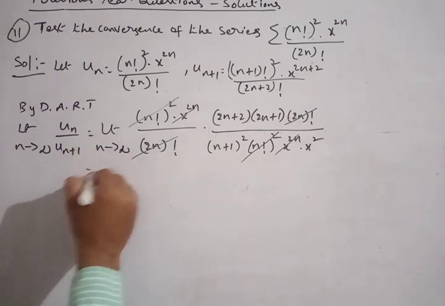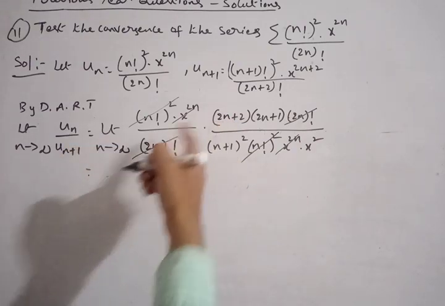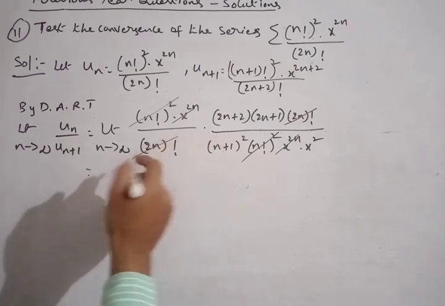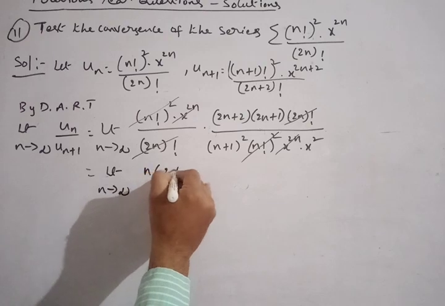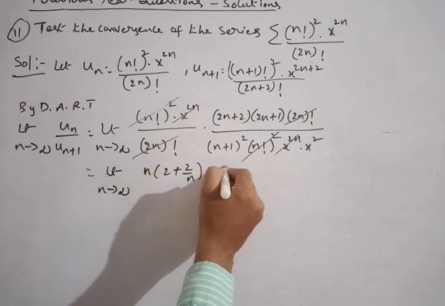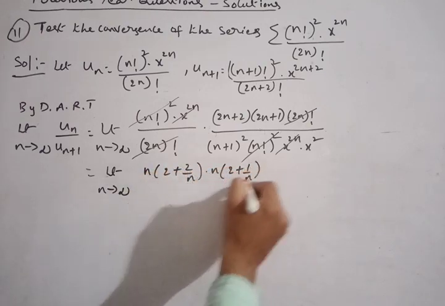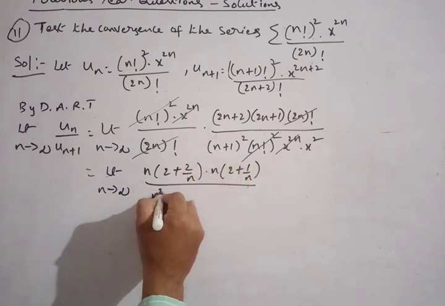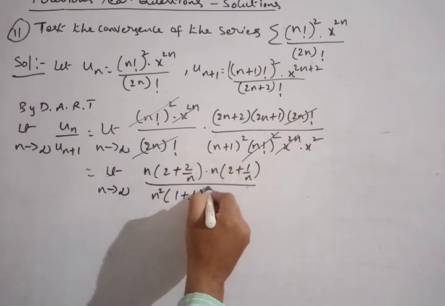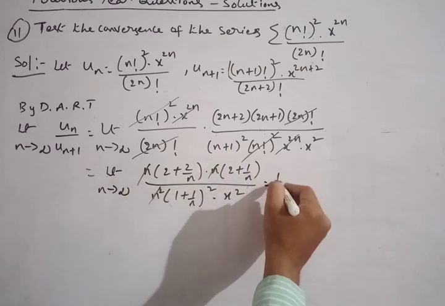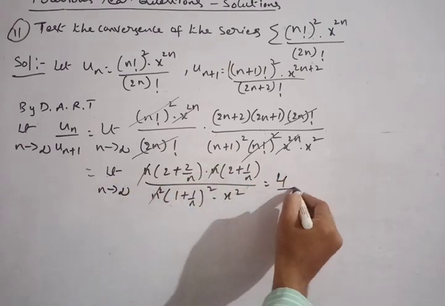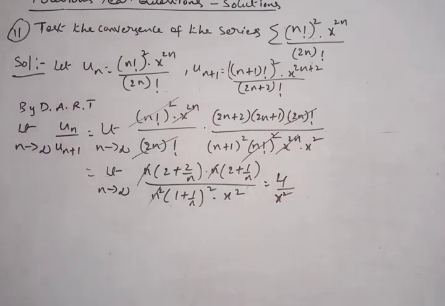So if I apply the infinity, what do you get here? See here, limit n tends to infinity. If you take n common, 2 plus 2 by n. If you take n common, 2 plus 1 by n. In the denominator, if you take n common, n square, (1 plus 1 by n) whole square into x square. n square got cancelled. If you apply the infinity, what you get? 2 2s are 4 by x square you get. Now what is x value?